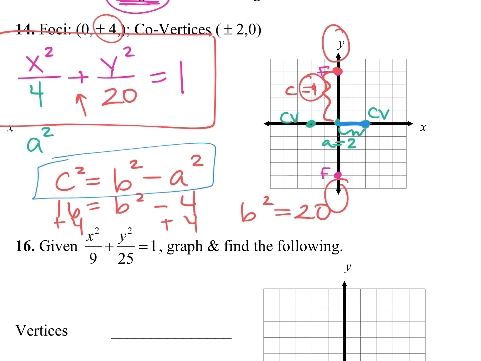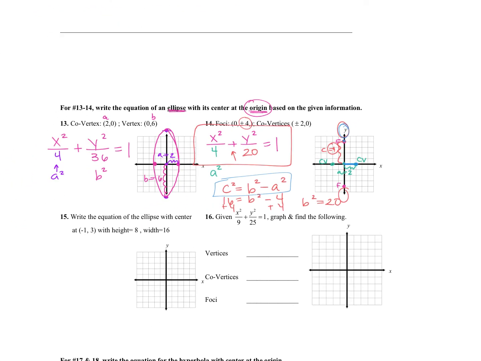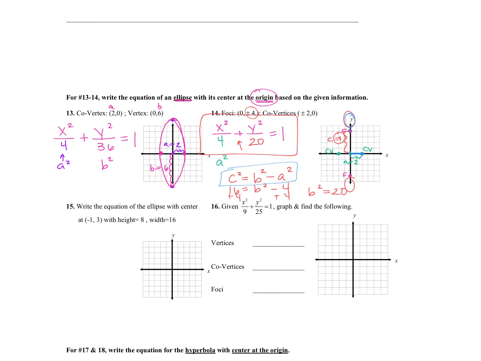B squared is going to be bigger up here because it's with the foci. So your vertices are always going to be further away than your co-vertices. So it's always going to be the vertices minus the co-vertices, if you will, squared. You want to try this one on your own?